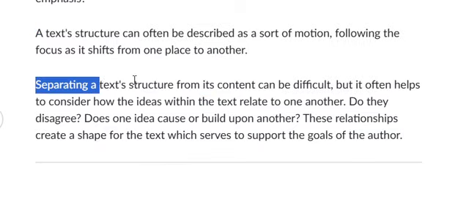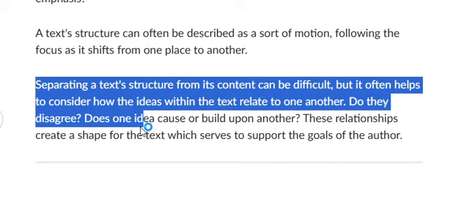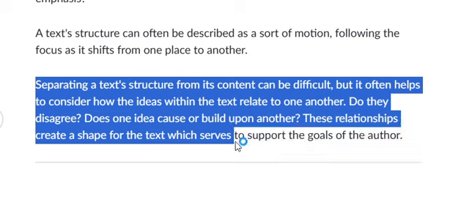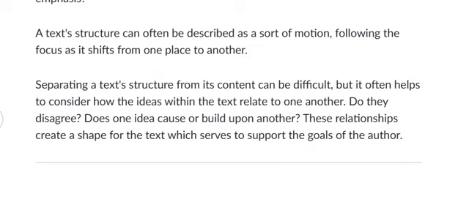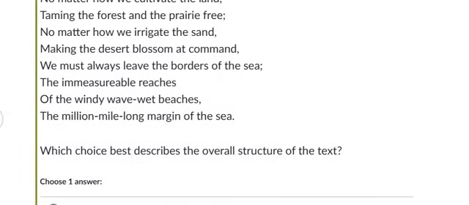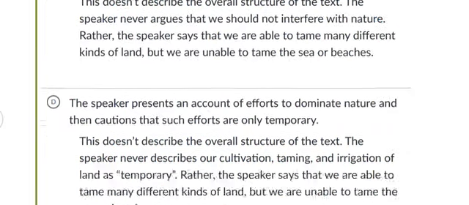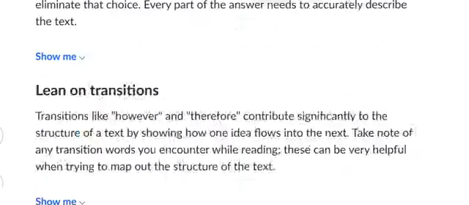Separating a text's structure from its content can be difficult, but it often helps to consider how the ideas within the text relate to one another. Do they disagree? For instance, here we read the first line, it says something, and the second line partially disagrees with that. So that's how you're going to solve it. All right, then let's go to these.